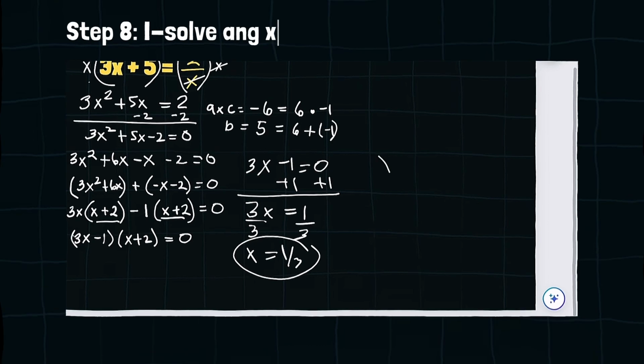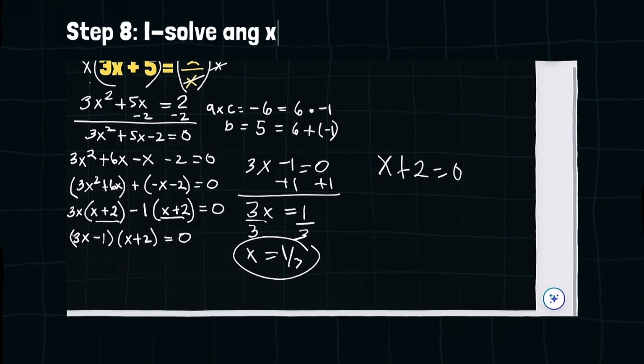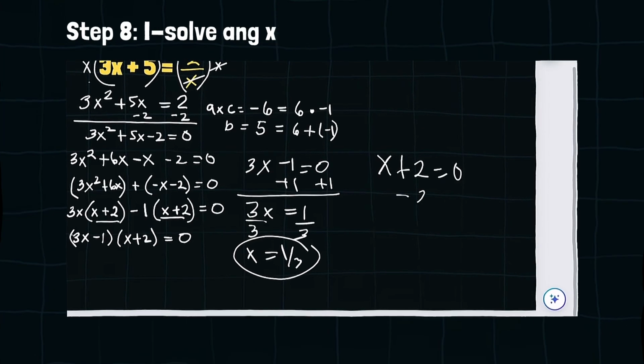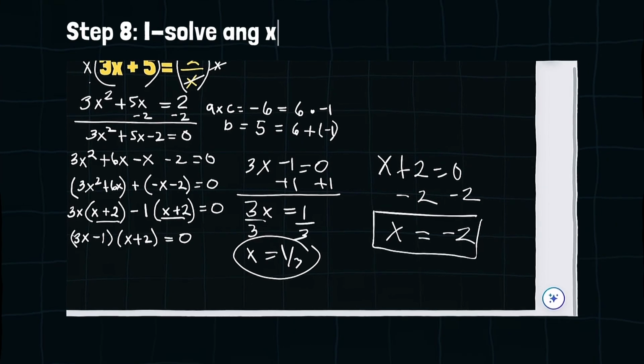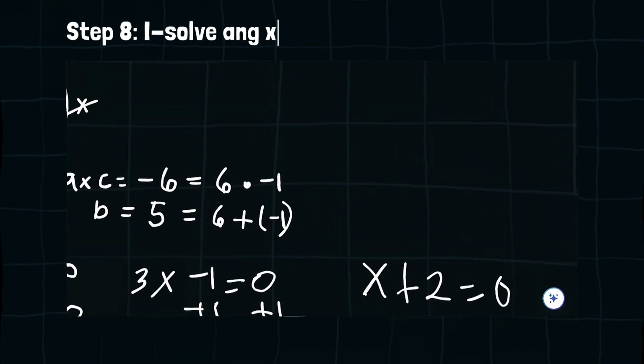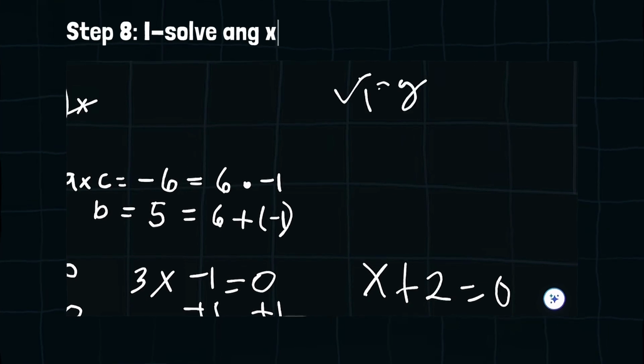Para sa x plus 2 equals 0, we also isolate x by subtracting 2 both sides. So we have x equals negative 2. Ngayon, ano na ang values ng x or yung roots natin? Correct. We have 1 over 3 and negative 2.